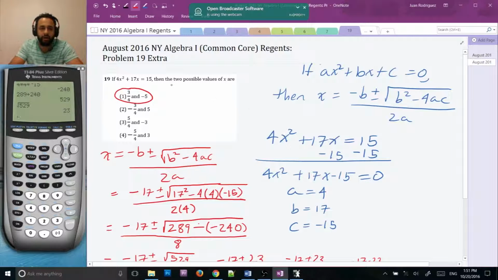We can check our answer by plugging in negative 5. Negative 5 squared is positive 25, times 4 is 100. Okay, 17 times negative 5 is negative 85. 100 plus negative 85 is 15, which is what we should expect.